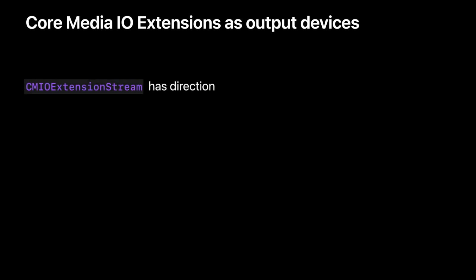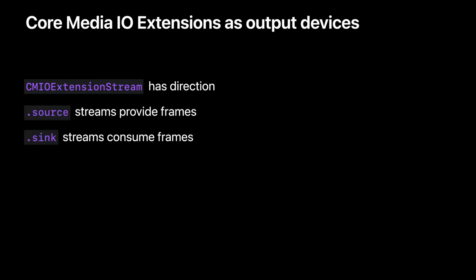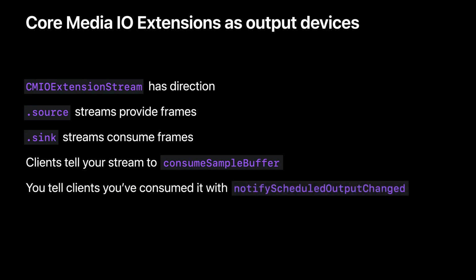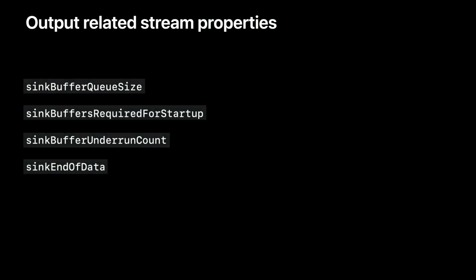CMIO extension streams are created with a direction of either source or sync. Sync streams consume data from an app. Clients feed your sync stream by inserting sample buffers into a simple queue. That translates to a consume sample buffer call in your extension. And once you've consumed that buffer, you notify them with notify scheduled output changed. There are a number of stream properties specific to output devices. They mainly deal with the queue sizing, how many frames to buffer before starting, and signaling when all data has been consumed.